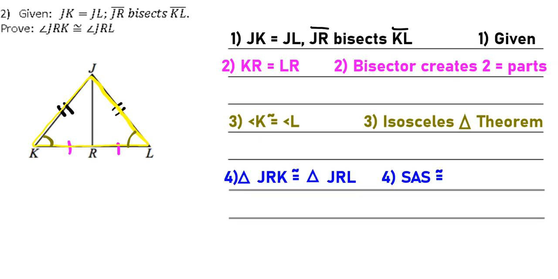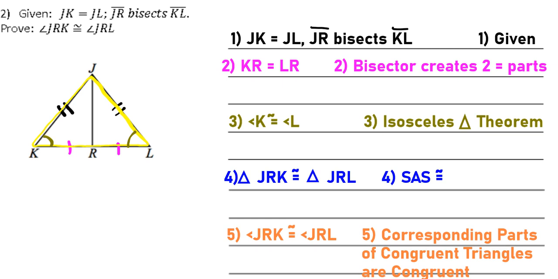And once we have the triangles congruent, we can match up any of the remaining corresponding parts and say that those are also congruent, which finishes our proof. Angle JRK is congruent to angle JRL, because corresponding parts of congruent triangles are congruent.